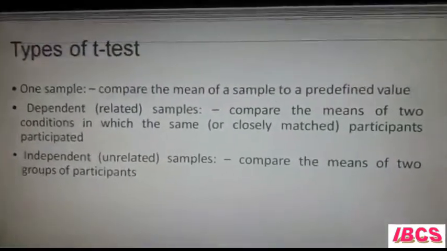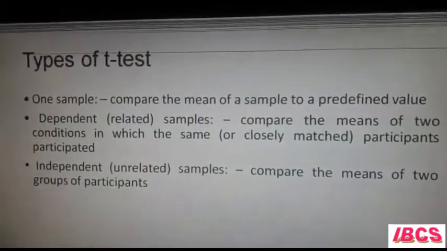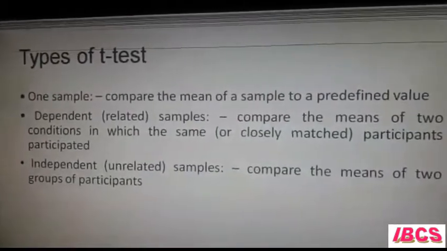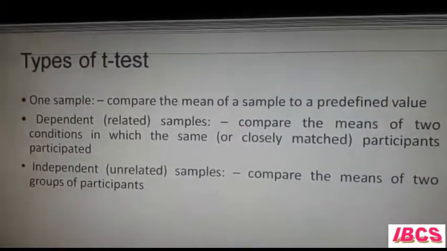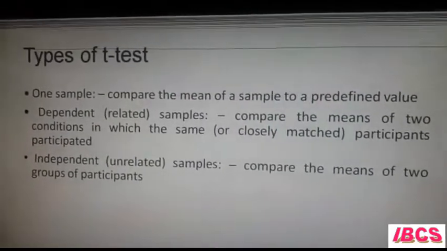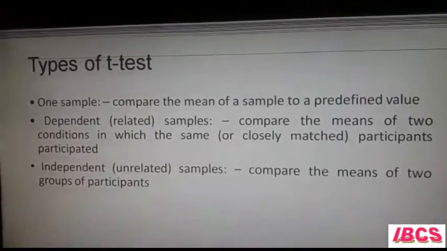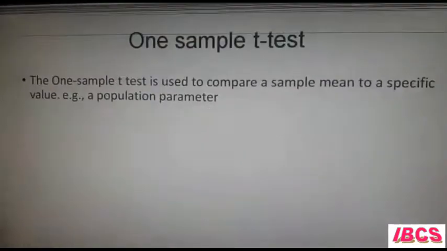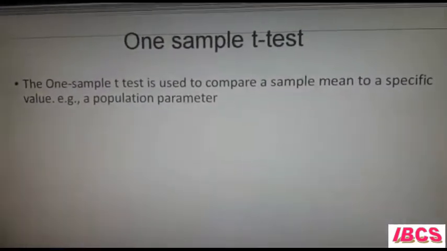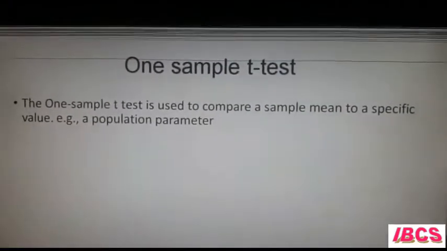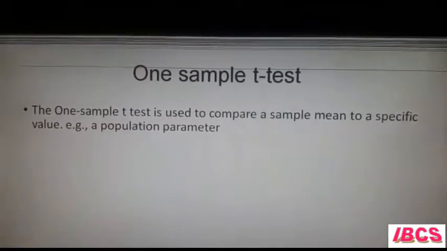There are different types of T test that we can have: one sample T test, dependent sample T test, independent sample T test. In this example we'll go for the one sample T test, which will compare the mean of a sample to a predefined value. One sample T test is used to compare a sample mean to a specific value, that is, a population parameter.